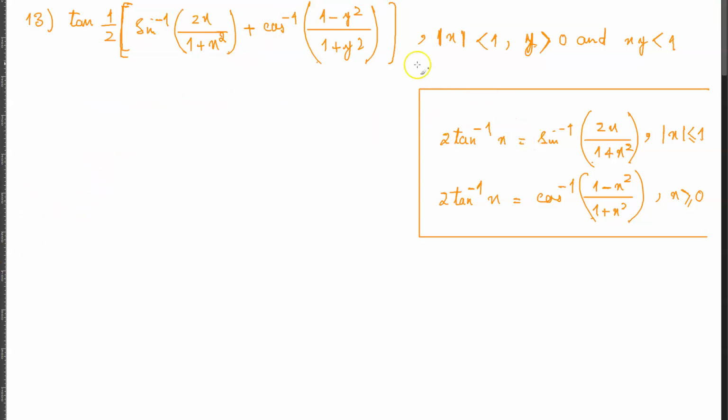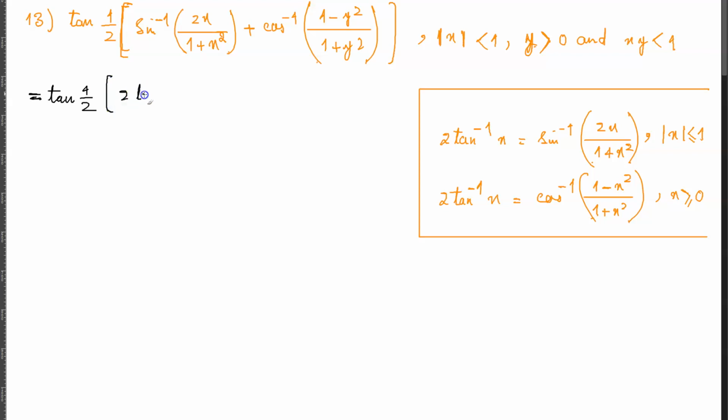So now what you can do is write this as the tan of 1/2 of, so sine inverse of 2x over 1 plus x squared is equal to 2 tan inverse of x.